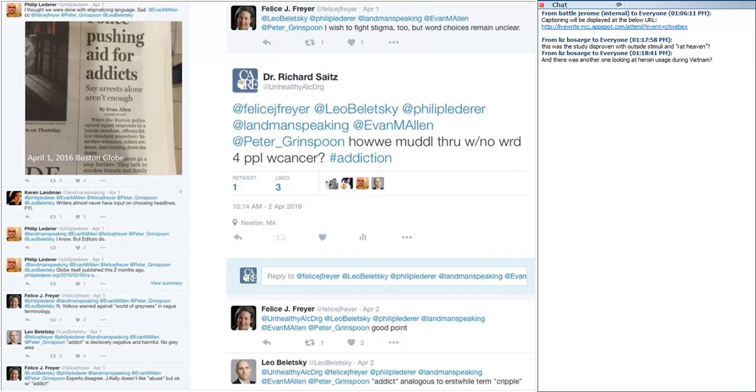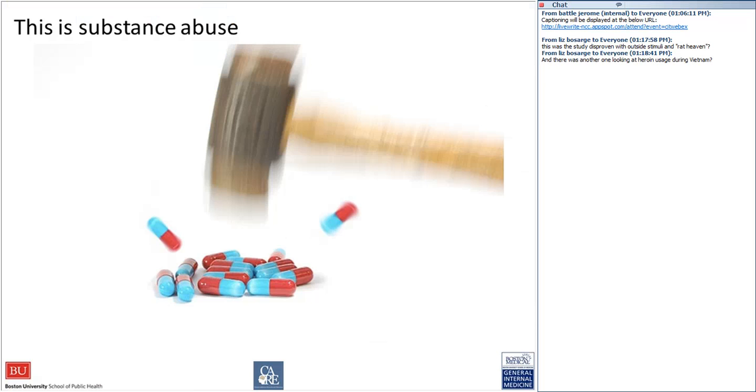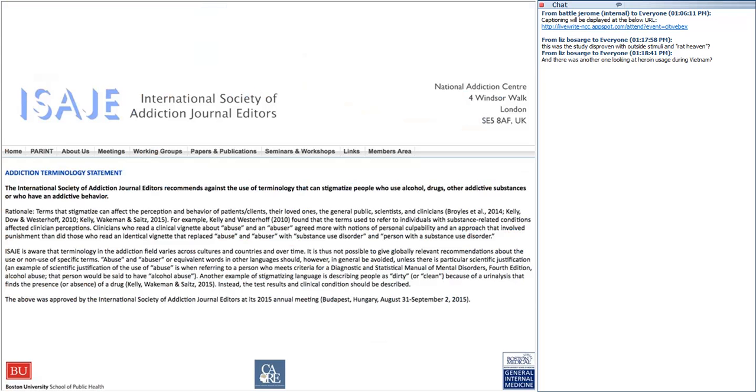So this is really what I think substance abuse, this is probably the most appropriate use of substance abuse. You have a substance that's being hammered with a hammer, but we should probably avoid this term not only because it's stigmatizing, but because it's inaccurate. I don't know what people mean when they say it. And we've actually gotten widespread international agreement that stigmatizing terms, particularly abuse, ought to be avoided. The International Society of Addiction Journal Editors has published a statement that they agreed on internationally, saying exactly that.